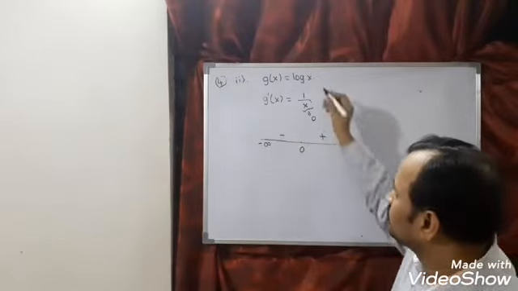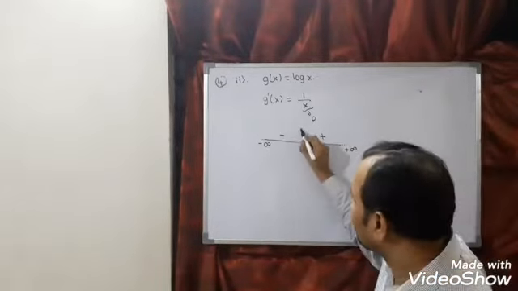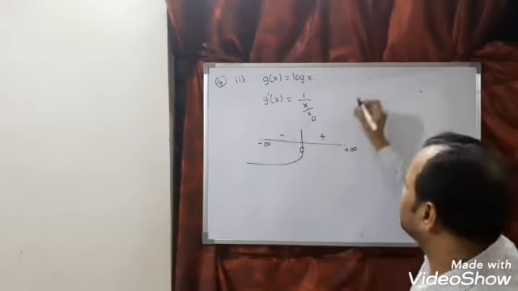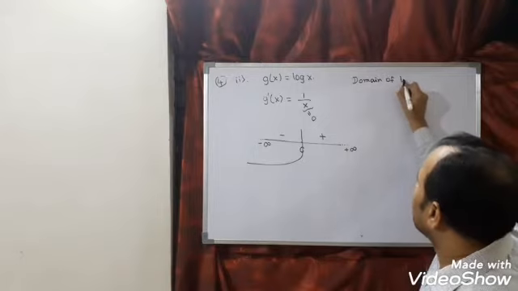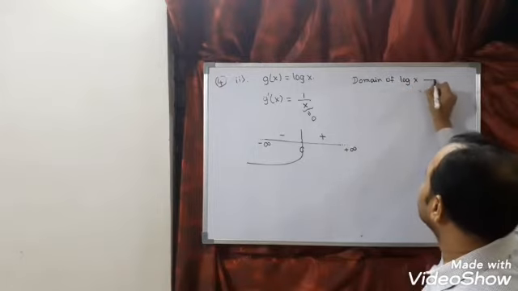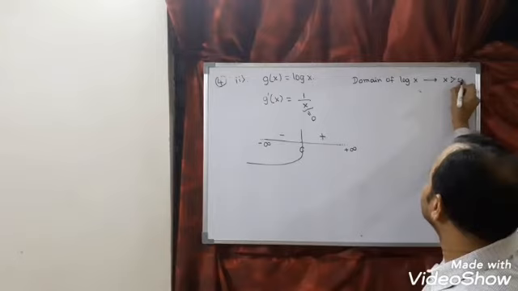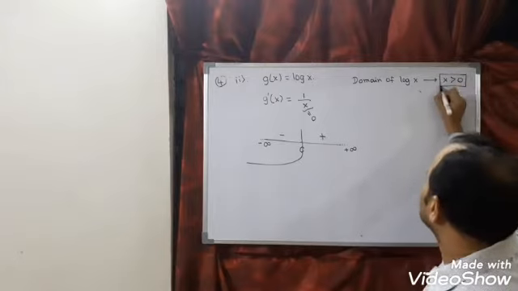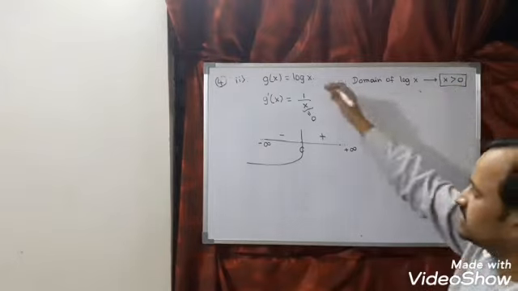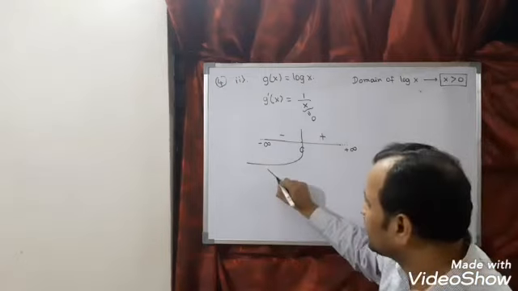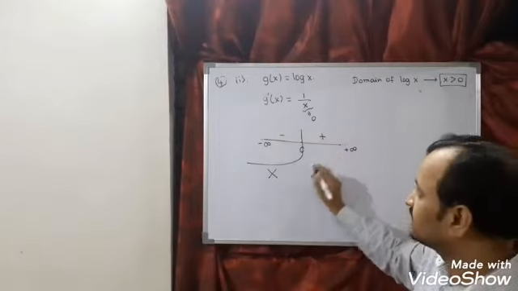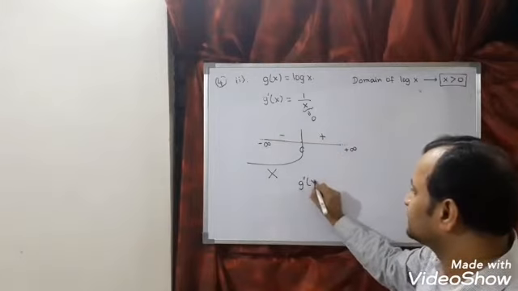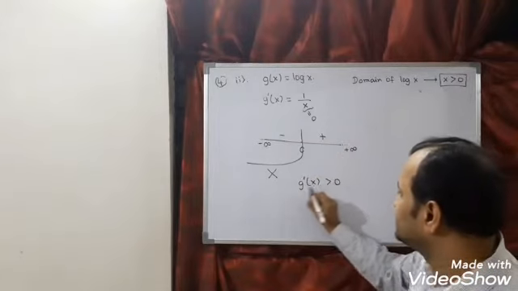As I told you, a log function came. Whenever log comes, we have to find the domain. So what is the domain of log x? The domain of log x is x greater than 0. Under this condition, this function is defined. Here the function is not defined. So g dash x value is greater than 0. So g dash x is greater than 0.